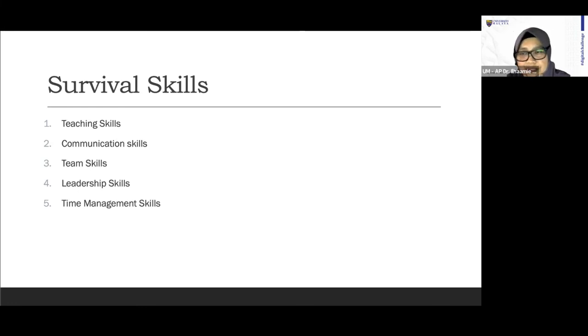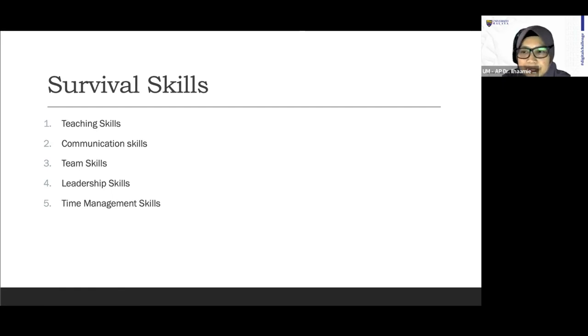All right, then the second one is communication skills. This is also important. Research has found that communication skill is the most important skill in order to be employed. This is the second survival skill in order to be young or early academic lecturers. But I believe it's no problem to all of you, because all of you are doctors, PhD holders, so communication is no problem to you.